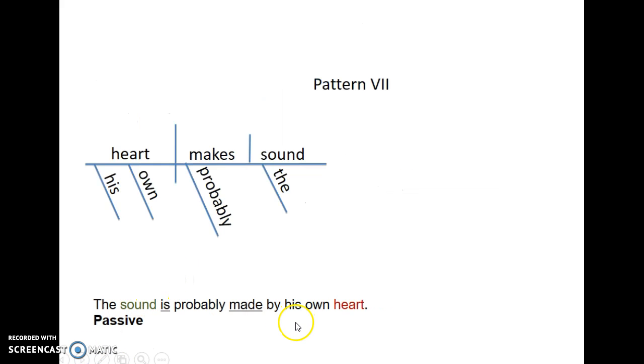The sound is probably made by his own heart. Again, we have is made, 2 nouns and a by. So this is going to be passive. What is making the sound? It's his heart. So his heart is doing the action and is the subject. It goes first. Heart makes sound, subject, verb, direct object, and then we just put our modifiers in. And that is a pattern 7.